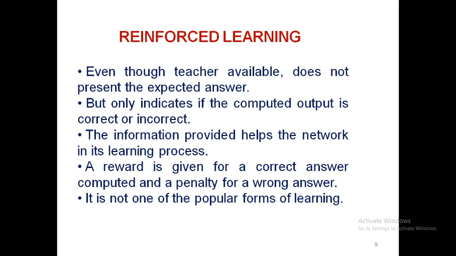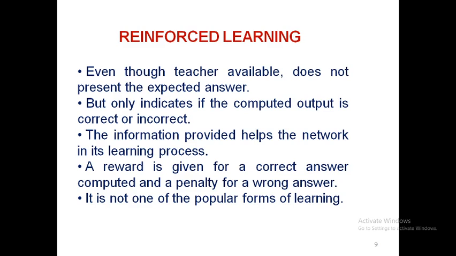The next one is reinforced learning. Here in reinforced learning, the teacher is available, but does not present the expected answer or expected output pattern. The expected pattern will not be provided, but the teacher is present. What is his role? Here he only indicates whether the computed output is correct or incorrect. So whether the output obtained from the ANN is correct or not can be decided and provided by the teacher.